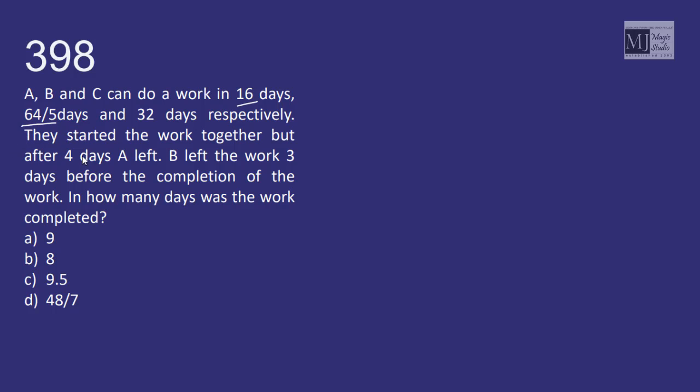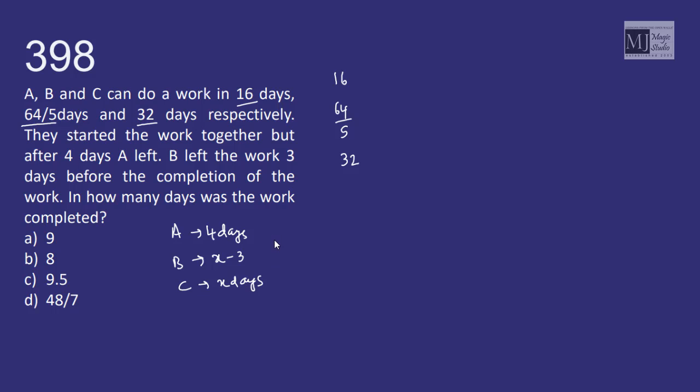A, B, C can do a piece of work in 16 days, 64 by 5 days and 32 days. 16, 64 by 5 and 32. They started the work together. Wonderful. But after 4 days, A left. That means A worked for 4 days. B left the work 3 days before the completion. And who completed it till the end? Obviously C, because nothing is mentioned about C. Let C work for X days, if X is the completion time. B left the work 3 days before completion.